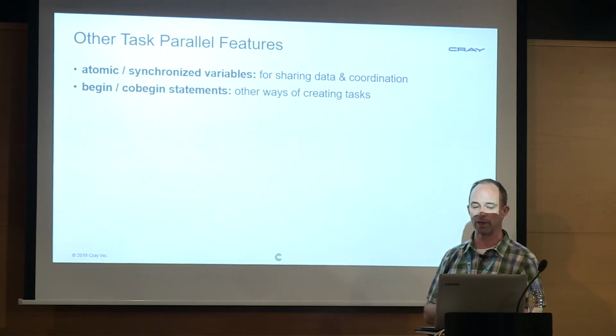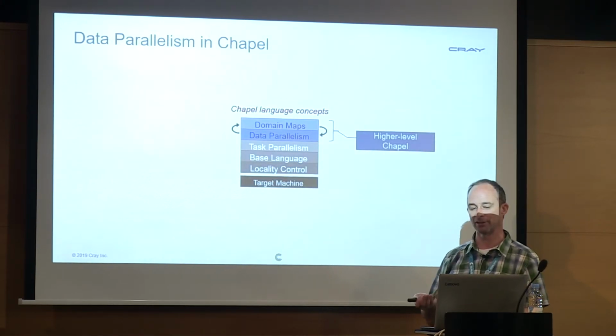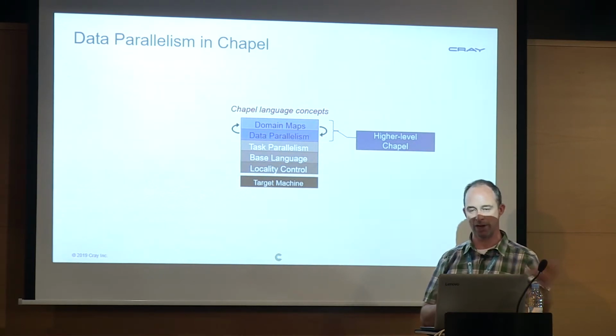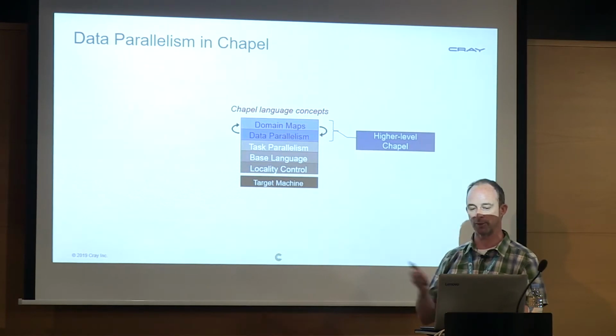And then there are a couple of other ways to create task parallelism, begins and co-begins. But by and large, you've seen a lot of the features for the task parallel section of the language. And so now I'm going to jump up to what we call the higher level features in Chapel. Those low level features were very explicit: create this many tasks and run them here. And these higher level features are a way to express parallelism much more abstractly, and where we hope many users will be able to work.